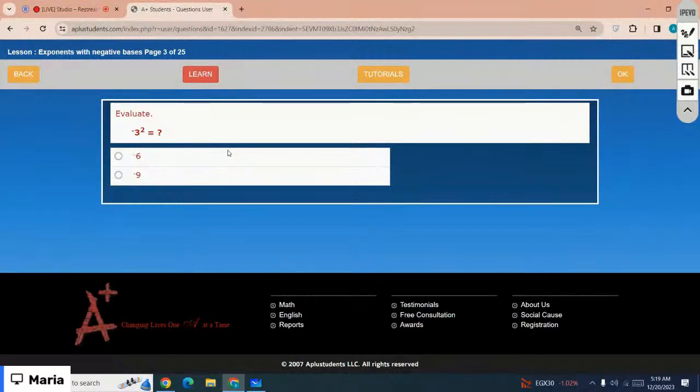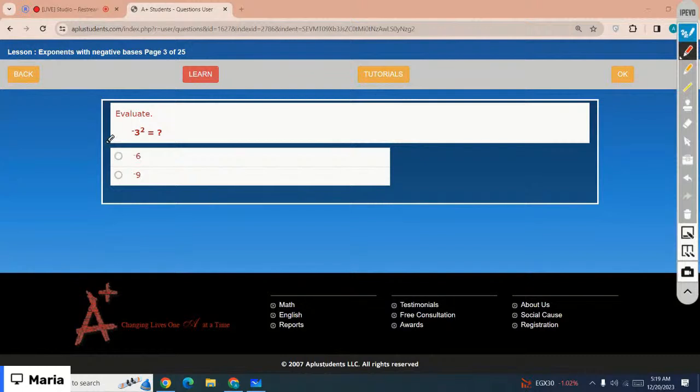You have negative 3 squared. You are with the bracket here, right? That means you just have to write the negative sign like this, and you have to evaluate 3 squared only, right? So you need to do 3 times 3 and keep the negative sign as it is. So the correct option is negative 9. The correct option is negative 9.